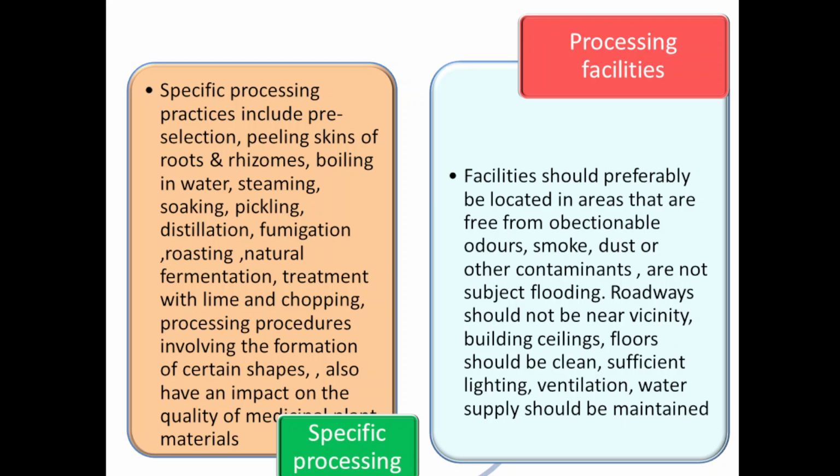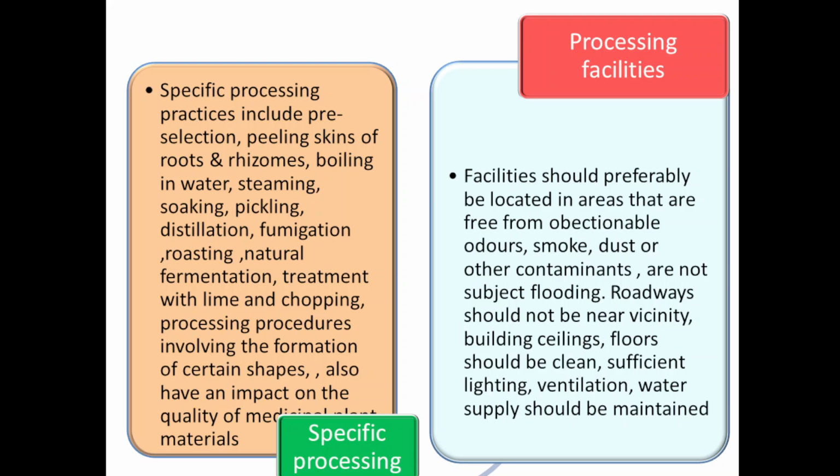Certain shapes are produced. For example, it is not possible to store the herbal drug in the form of bark that is collected from the trees, or the long size roots and rhizomes, so we have to cut them into small pieces, and certain shapes are produced. For example, pieces and slices are produced, and this will be helpful for storing also, and it will maintain its quality. After that, next one is processing facilities.